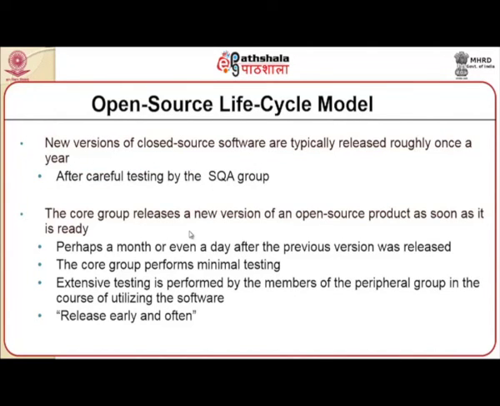Talking more about the open source lifecycle model, new versions of closed source software are typically released roughly once a year. Closed source lifecycle models release once a year after careful testing by a software quality assurance group. This was mentioned starting from the waterfall lifecycle model. The core group releases a new version of the open source product as soon as it is ready, perhaps a month or even a day after the previous version was released. The core group performs minimal testing. Extensive testing is performed by the members of the peripheral group in the course of utilizing the software. So it releases early and quite often.